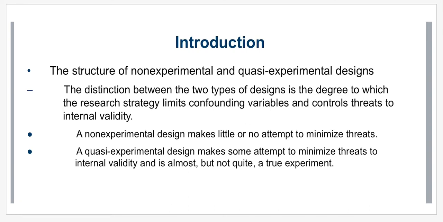A non-experimental design is going to be the most naturalistic. It makes little or no attempt to minimize those threats to internal validity. It just accepts that the variables are the way they are, that they're going to have to be that way for that design, and they just acknowledge that it is considered non-experimental. A quasi-experimental design is going to make some attempt to minimize those threats to internal validity. So again, it's almost, but still not quite a true experiment, because they won't be able to account for everything. There will still be some sort of confounding variable or threat that they cannot limit or minimize. And so because of that, it will be considered quasi-experimental instead.